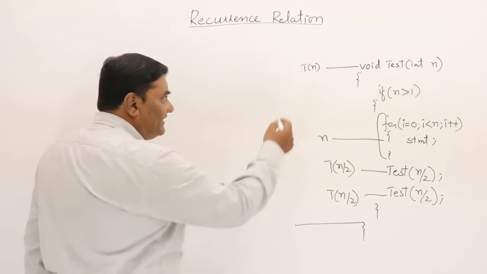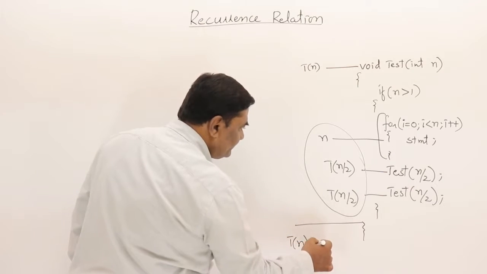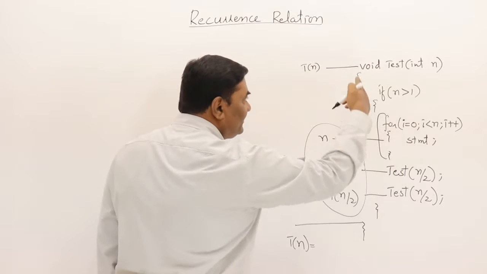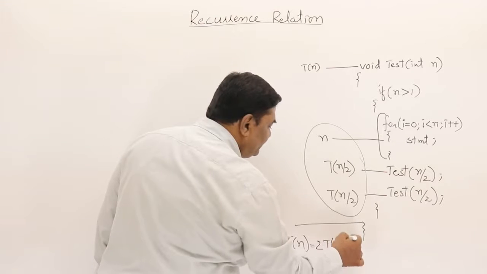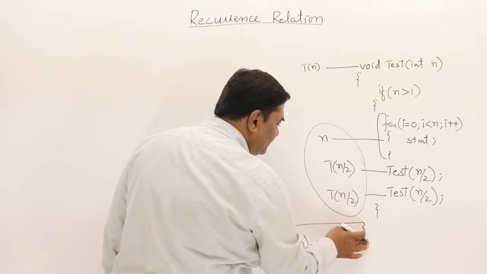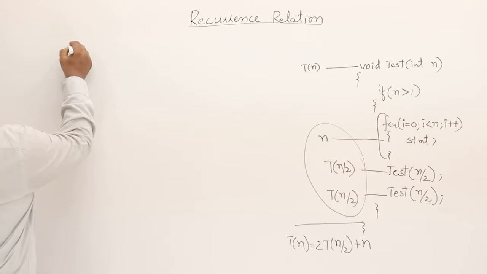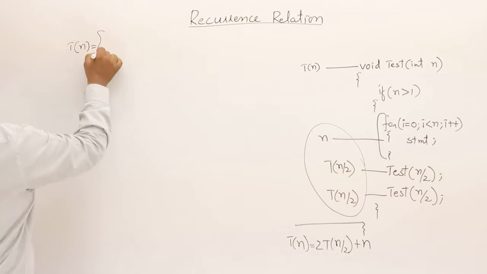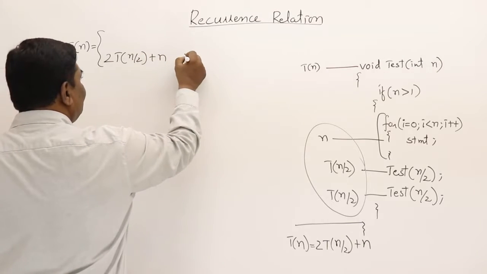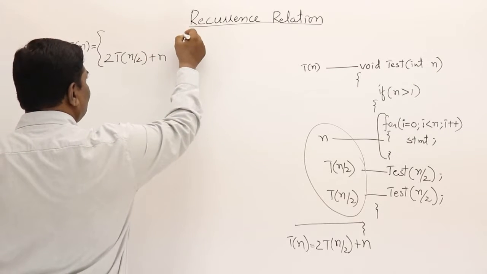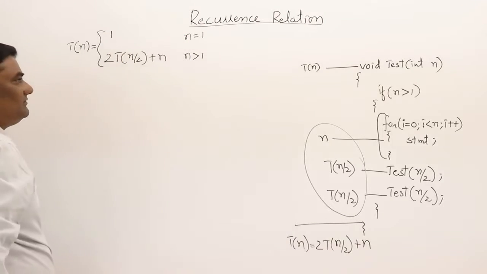What is the recurrence relation? T(n) is equal to the sum of all these. So T(n) is equal to 2 times T(n/2), because the algorithm is calling itself 2 times, plus this n. Now if I write the recurrence relation, T(n) is equal to 2T(n/2) + n when n is greater than 1. When n is equal to 1, it is some constant, or just take 1.